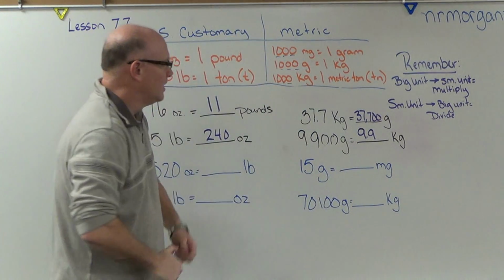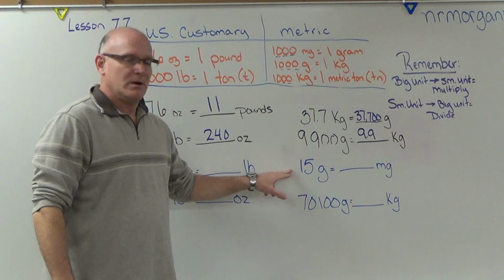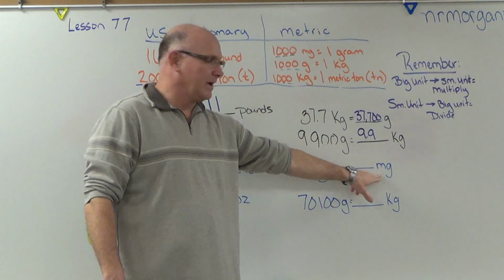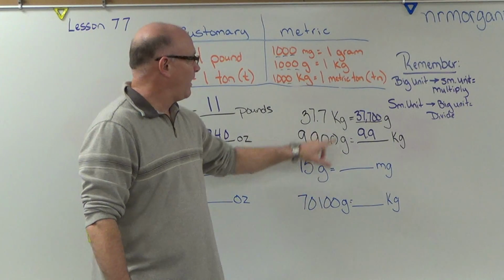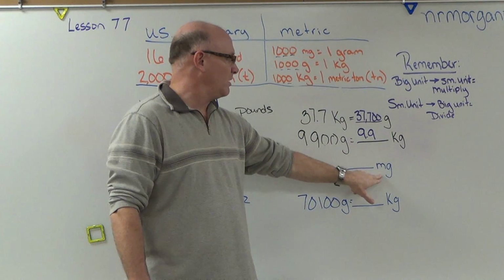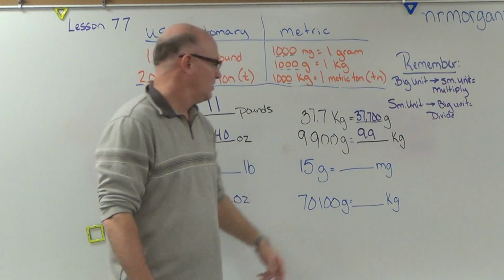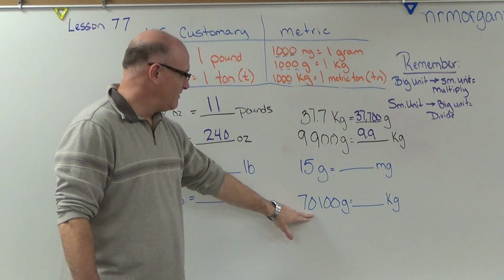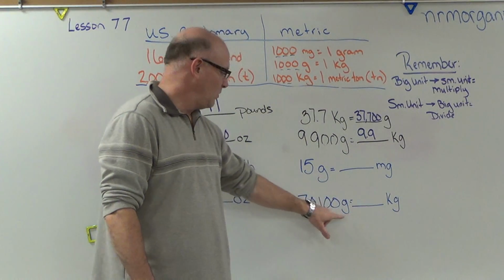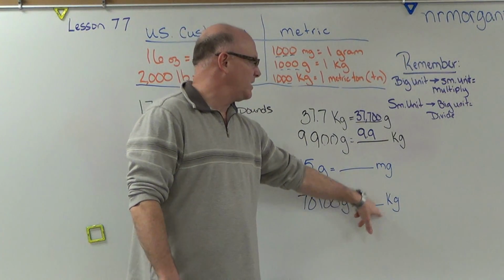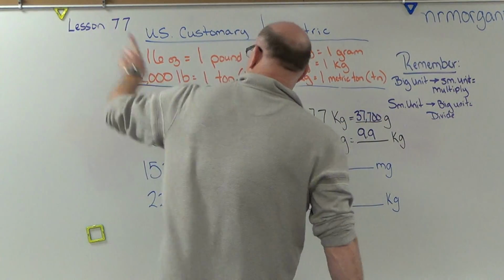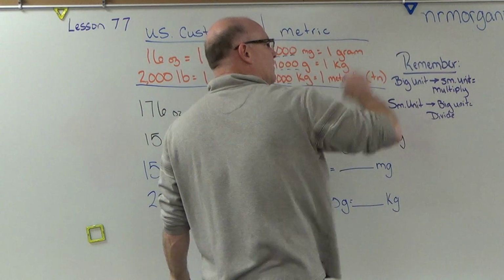Okay? And then here's the two for the metric that I want you to do. 15 grams equals how many milligrams? So we're going from a gram, which is bigger than a milligram. So bigger to smaller, bigger to smaller. And then down here we have 70,100 grams equals how many kilograms? So once again, small unit to a big unit. So we're going to divide. Divide, we go that way with the decimal. Multiply, we go that way.